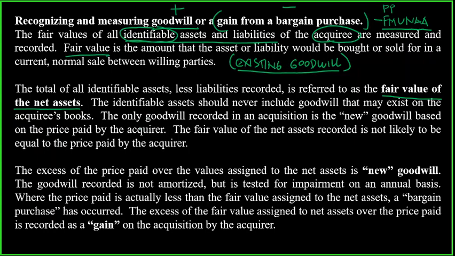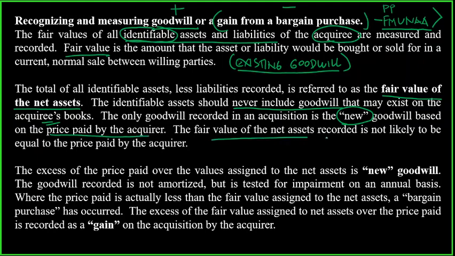The identifiable assets should never include goodwill. Let's try to underline that. It should never include goodwill that may exist on the acquiree's books. Why? Because they are unidentifiable nga, di ba? The only goodwill recorded in the acquisition is the new goodwill. What is this new goodwill? The difference of your purchase price and the fair market value of your net assets acquired. Ayan. And that one is based on, sabi niya, price paid by the acquirer.